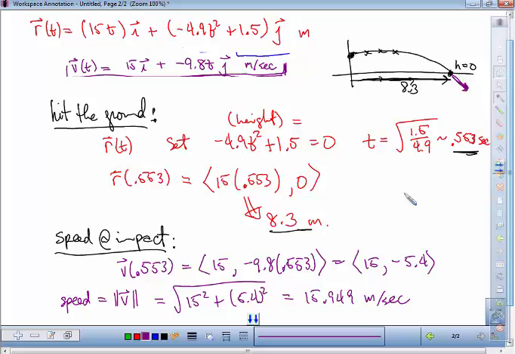Okay. So that's motion in space. Or no, we're not in space yet. That's 2D motion. Any questions? All right.